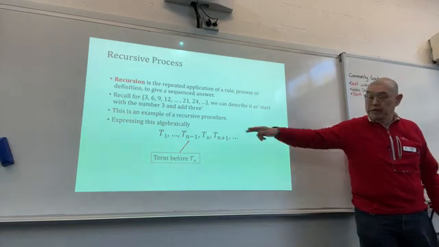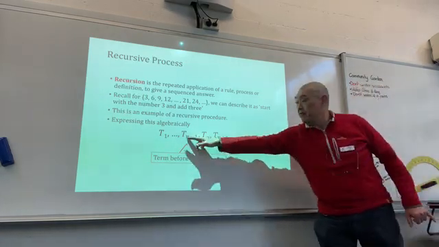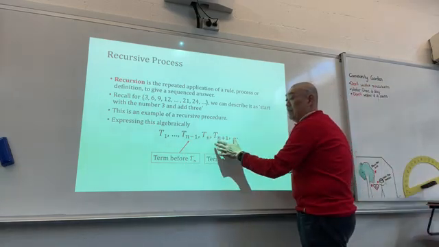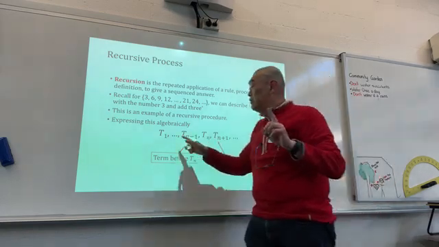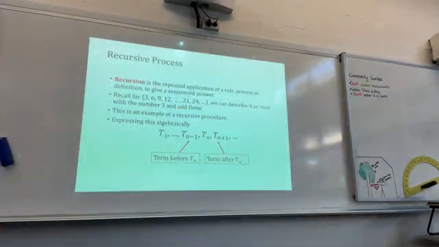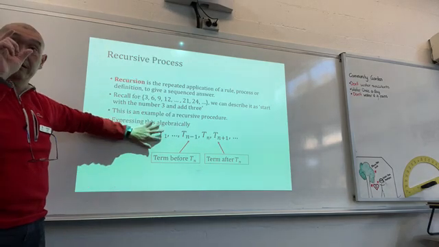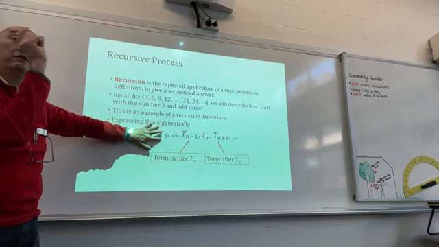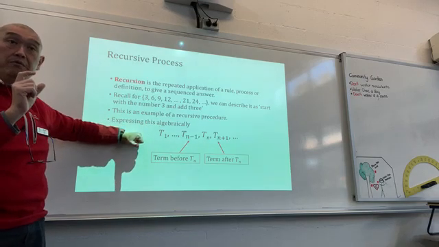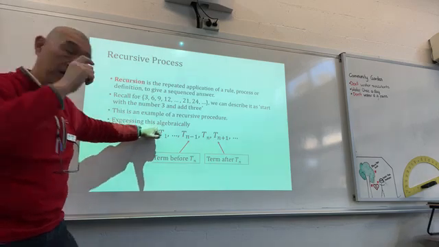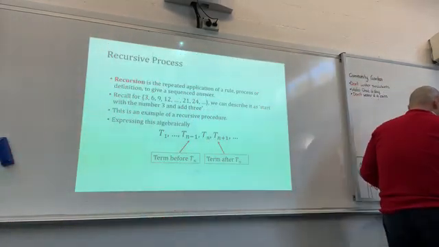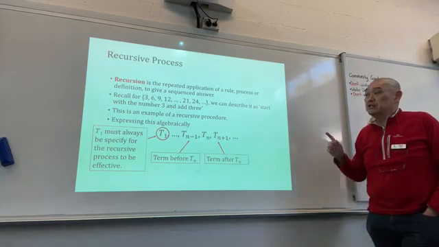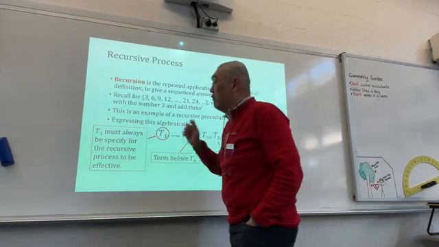Now, I've said the term before Tn and the term after Tn. So you've got Tn here, before Tn and after Tn. At this stage, we're going to define our starting term as T1. There will be situations, especially when it comes to finance, where you are going to start the term as T0 rather than T1. I'll talk about it a little bit later when we come to a situation like that. Alright? So, one thing is with a recursive process, you must always specify T1.